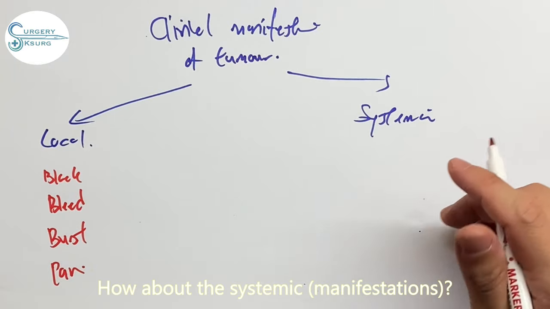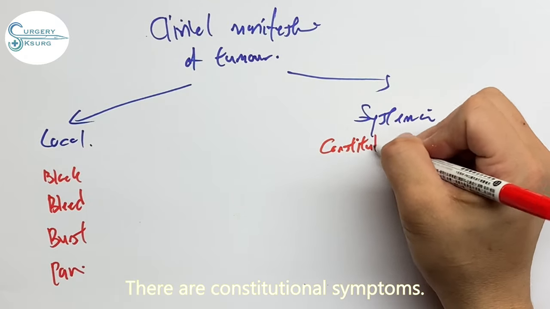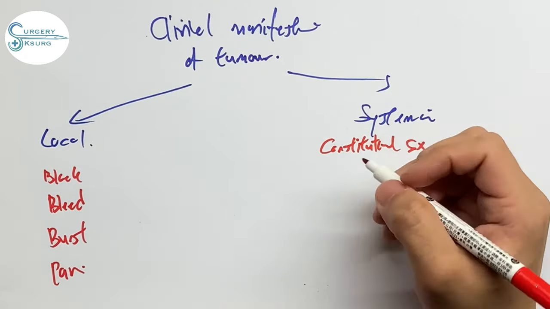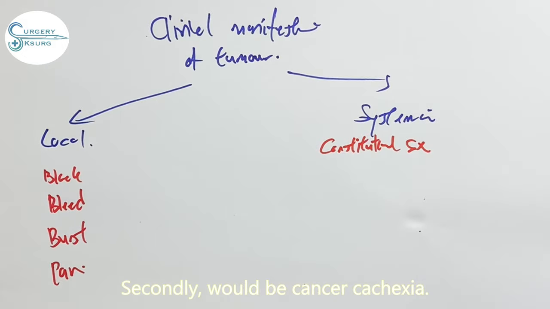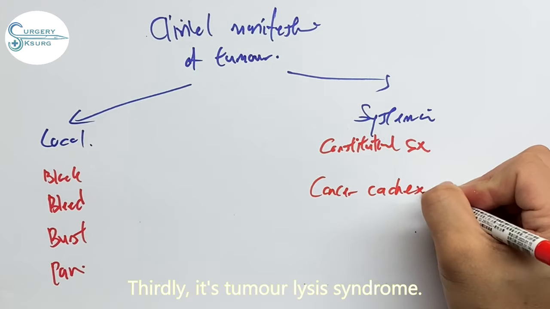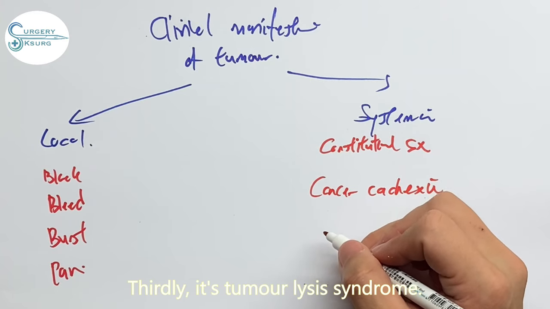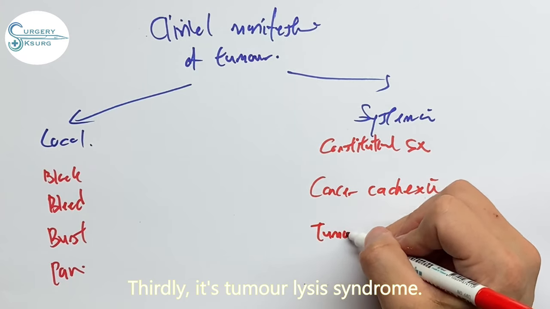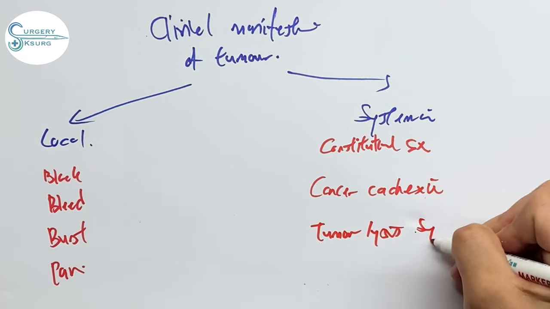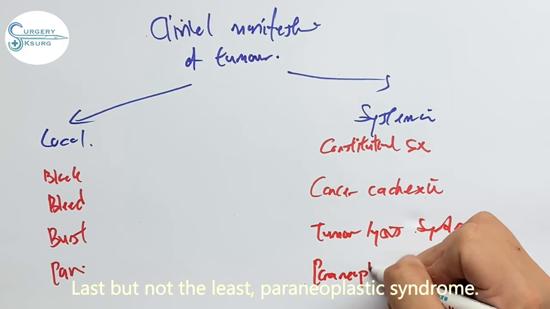How about the systemic constitutional symptoms? Secondly, would be the cancer cachexia. Thirdly, is the, what is it? Tumor lysis. Last but not the least, paraneoplastic syndrome.